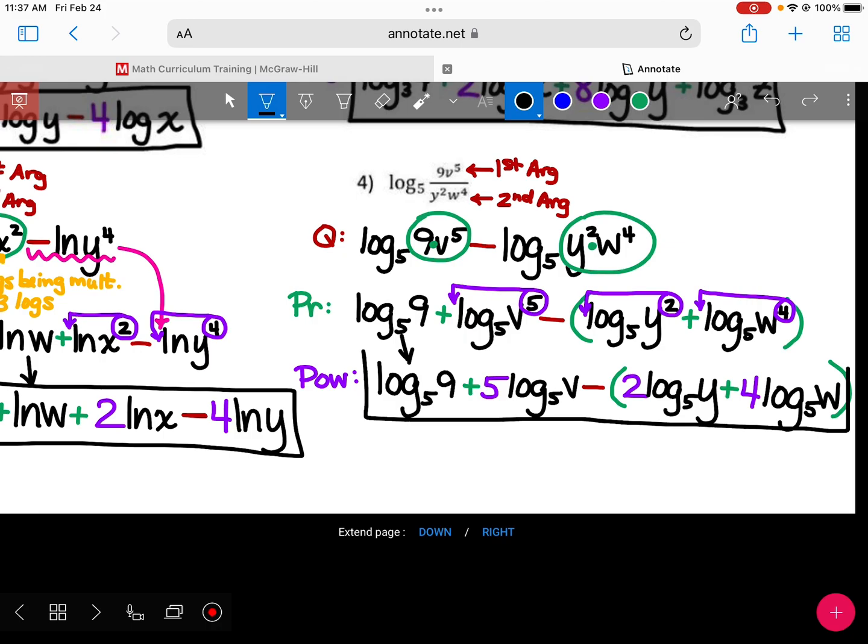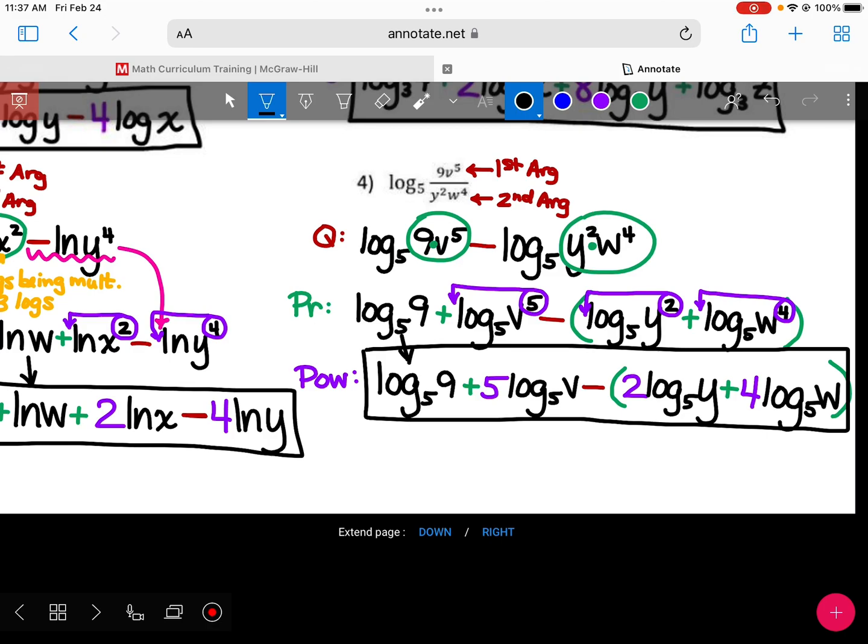Let's learn how to condense. Condensed logs look like what we were starting from. This is expanded, all of this. This is condensed. If I did quotient, product, powers to get down here, what order do you think I need to do it in to get back up there? Powers, product, quotient. I'm going to go backwards here.